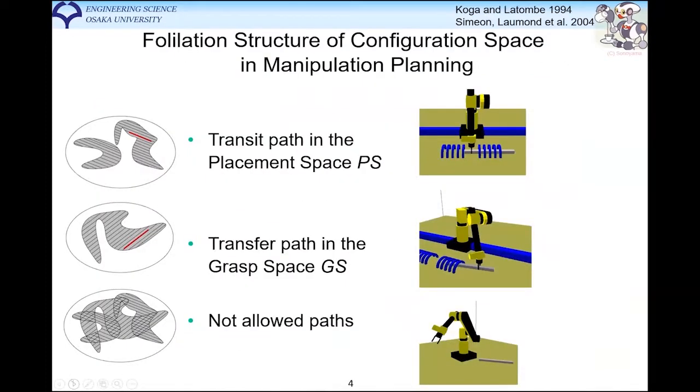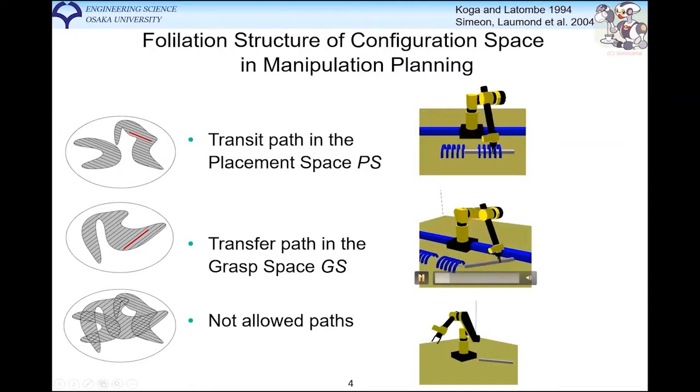And I would like to start my talk from the manipulation planning in general. And as you may know, there is a foliation structure of configuration space in manipulation planning. And the first line shows the so-called transit path. In the transit path, the robot manipulator moves while keeping the same placement posture of the object.